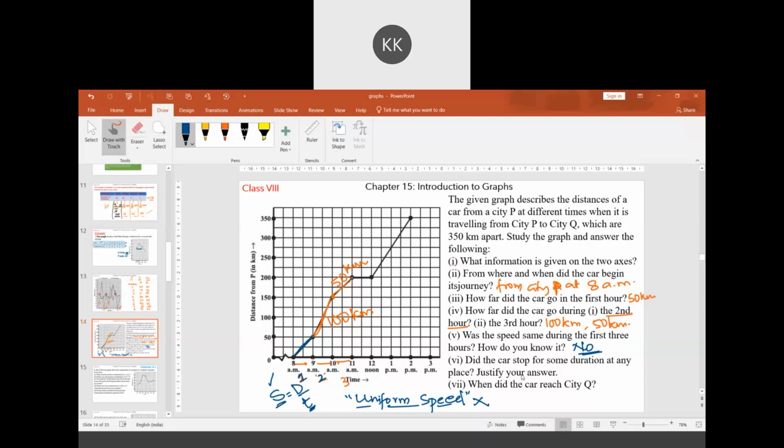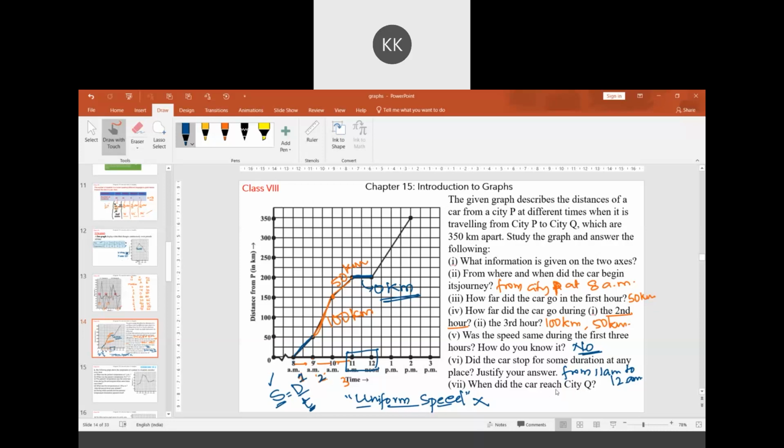Did the car stop for some duration at any place? Justify your answer. Yes, sir. From 11 a.m. to 12 noon. What is the distance traveled? No distance is traveled. So it is 0 kilometers. Very good. From 11 a.m. to 12 noon, no distance has been covered.